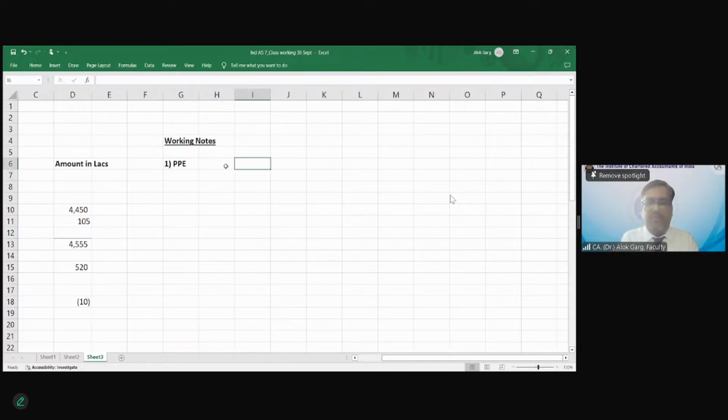PP&E. What is the opening balance? The opening balance is 12,500. So 12,500 is the opening balance, less depreciation. Depreciation was 500 lakhs. Okay. The closing balance is also given. Let me write the closing balance here, which is 13,000.